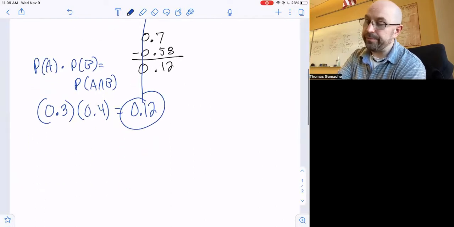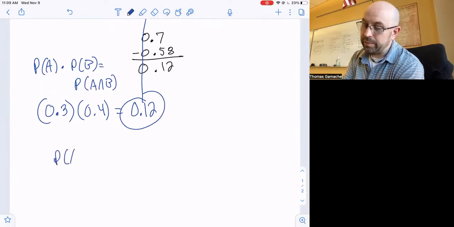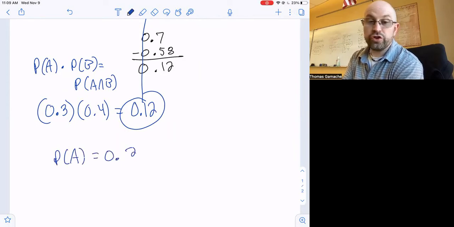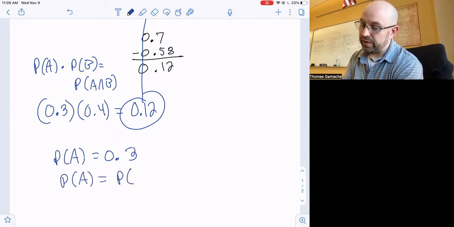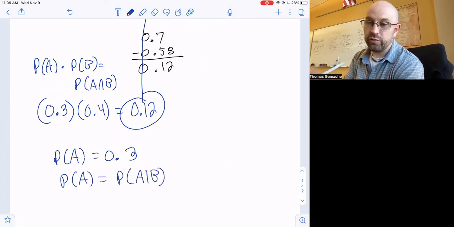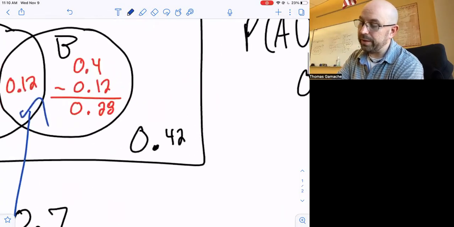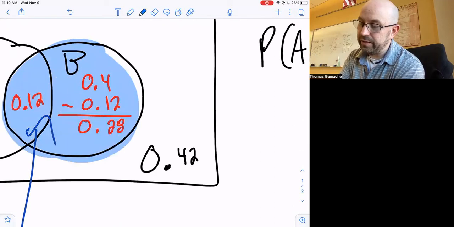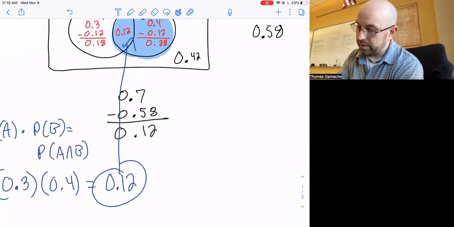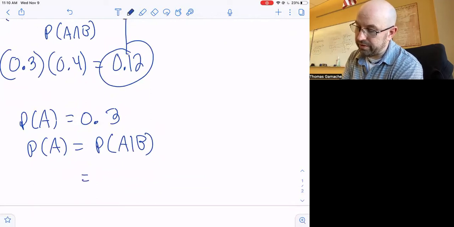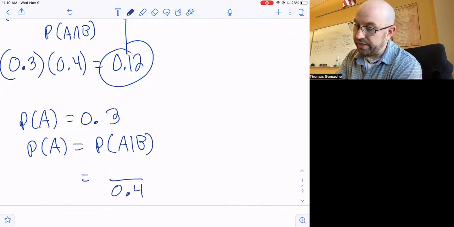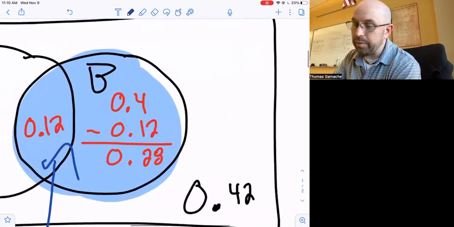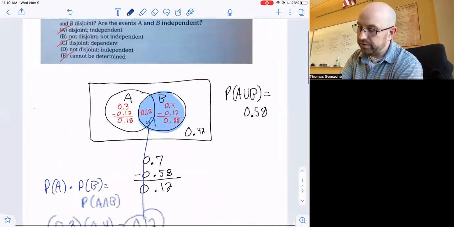Another way I can prove this. Take a look at the probability of A. Probability of A is 0.3. What should be happening is the probability of A doesn't change if I look only within B happening. Here's what I mean by that. I look just within my B circle here, right? I've got everything in that B circle here. That gives me 0.4. So that would be my denominator. Within that 0.4, everything in B, how often is A happening? 0.12.